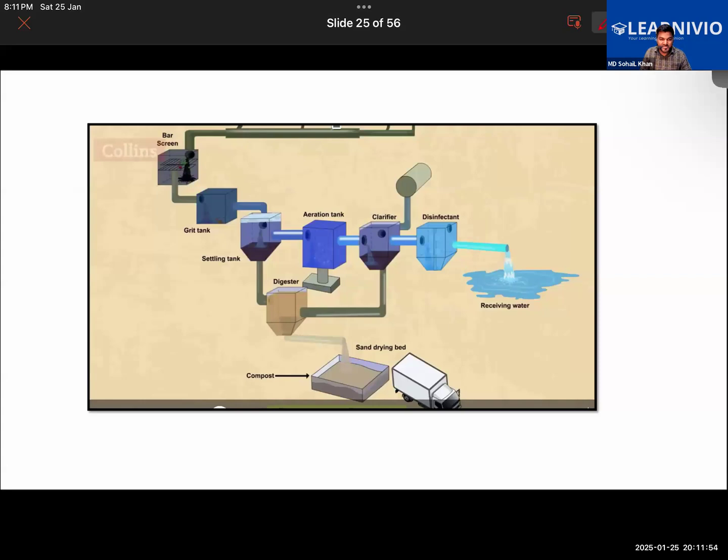through these bar screens, right? We will be removing the large objects like plastic bottles, sticks, cans, or rags from it. After this, the water will go to the grit tank, where grit and sand will be removed. Okay, now I'm just giving you a small overview of this. All these things we are going to discuss in detail.